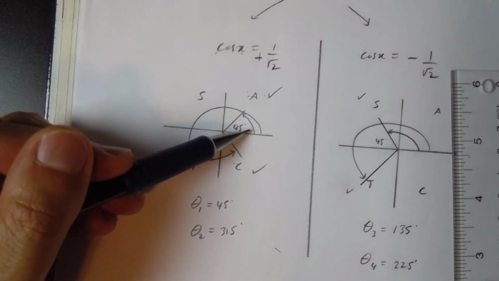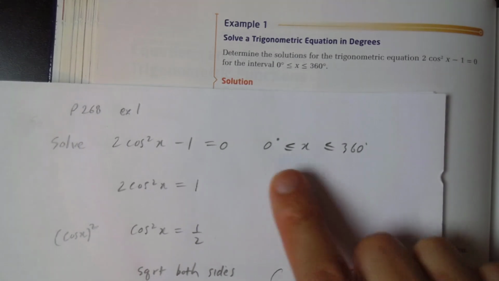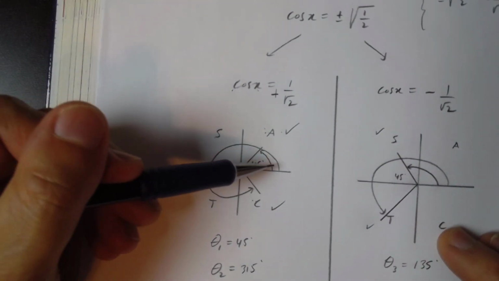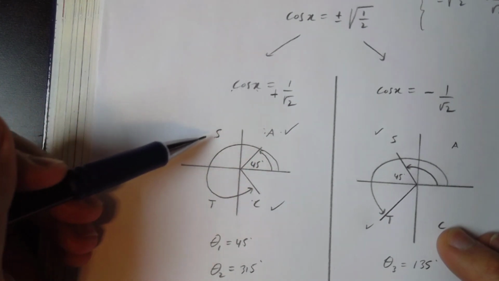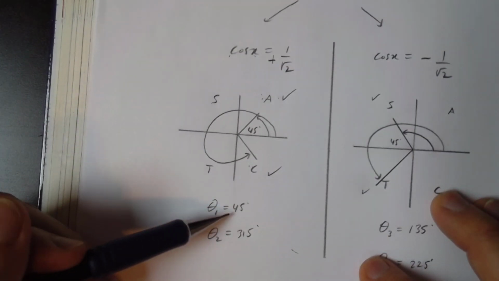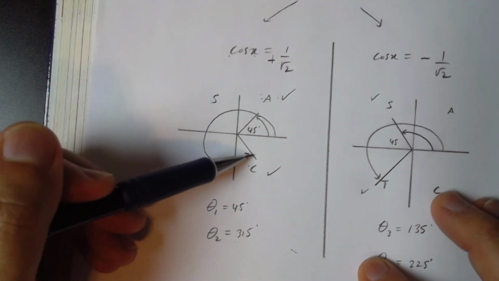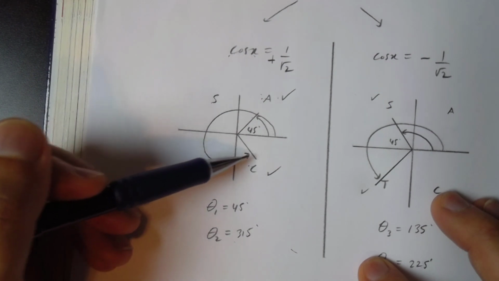So the reference angle is 45, and we can find the two possible solutions between 0 and 360 by revolving, starting at 0 degrees and going all the way around to 360. And the solutions we find are 45, which is here, and 315, which is all the way around this much. This is 270 plus 45 more, which is 315.